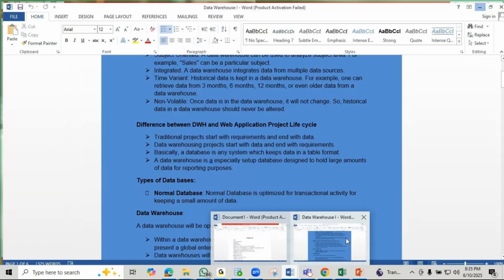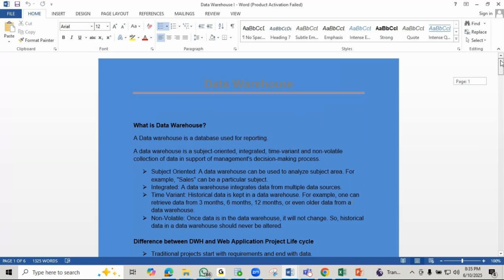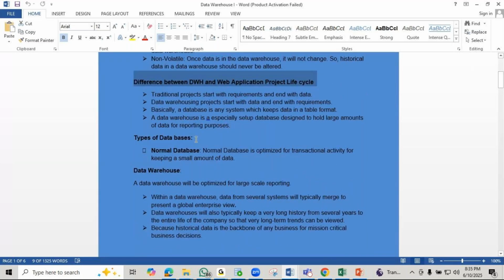So, guys, in the last class we discussed what is data warehouse and what is the difference between data warehouse and web application project lifecycle. Now, guys, today we are going to continue with the next topic, types of database. So, guys, what are the types of database?